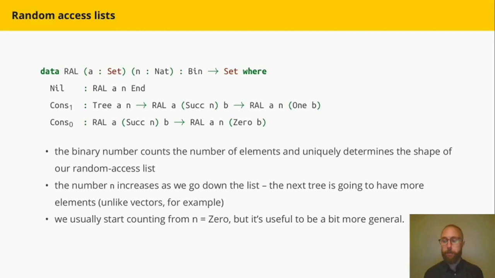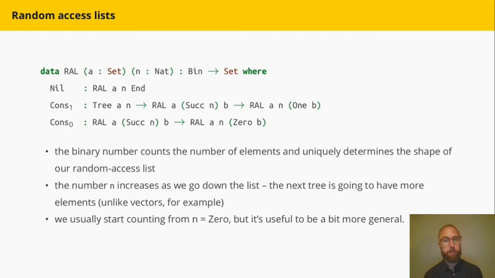And one thing which you can see here is that the number n grows as we go down the list. And this is not what you might be familiar with if you're used to things like vectors, where the number counts down to the end of the list. Here, n counts up as we go down the list because there are increasingly deeper trees as we go down the list. And typically, we consider random access lists starting with n as 0, but it's good to be a little bit more general sometimes.